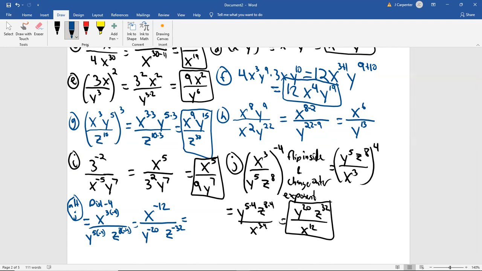But now I've got 3 different things that need to be flipped individually. The y goes to the top, the z goes to the top, the x goes to the bottom, make them all positive exponents. So y to the 20th, z to the 32nd, over x to the 12th, and it's the same answer. Do I care which way you do it? Never. Do I care that you can get it done one way or another? Absolutely.